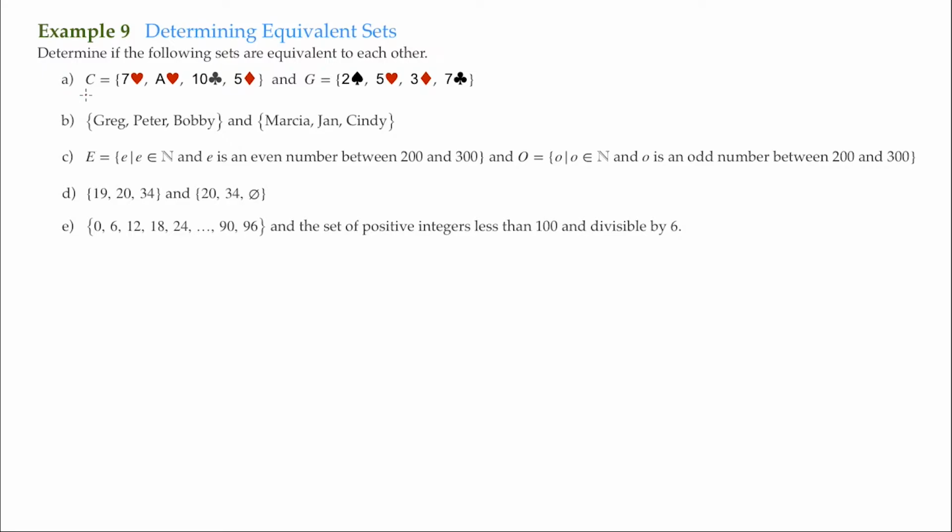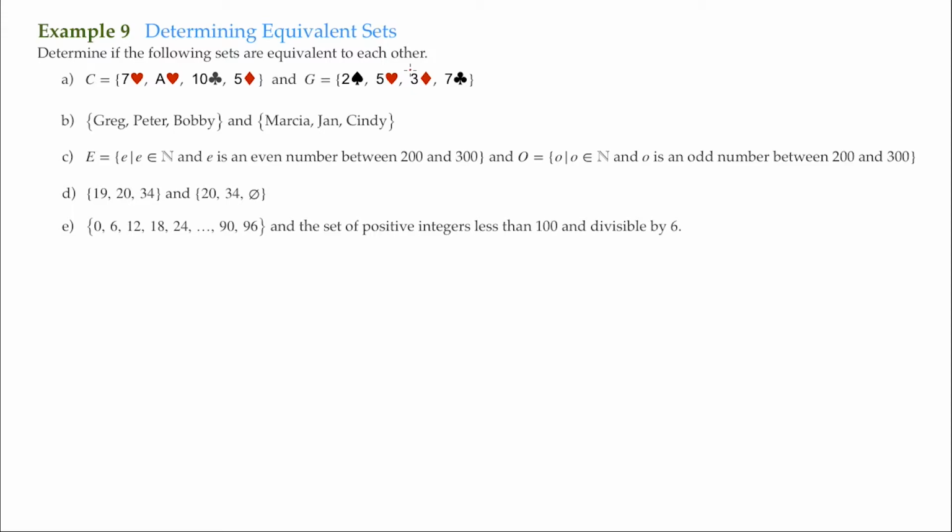So for A here, we have set C, which has the elements 7 of hearts, ace of hearts, 10 of clubs, and the 5 of diamonds. And then this set G over here has the 2 of spades, the 5 of hearts, the 3 of diamonds, and the 7 of clubs. So the cardinal number for set C is 4, and the cardinal number for set G is also 4. And you can see that none of the elements in C is the same as the elements in G, but they have the same cardinal number. So since they have the same cardinal number, they're equivalent to each other.